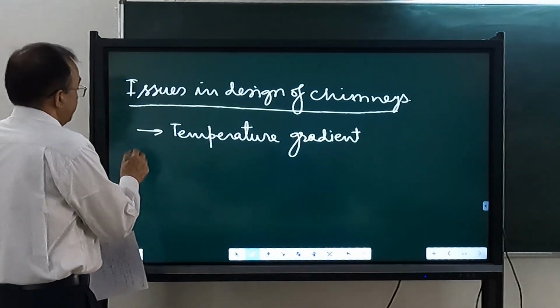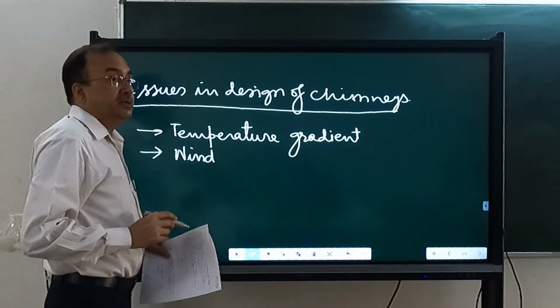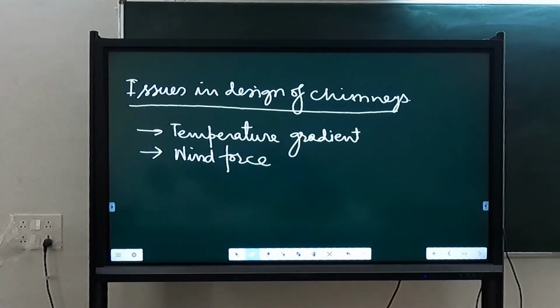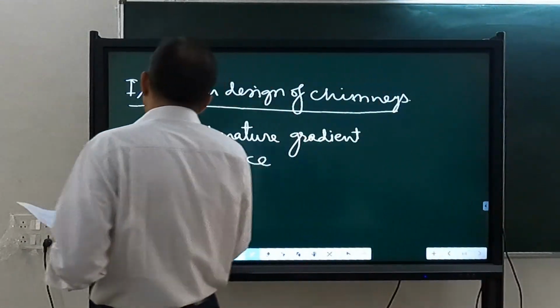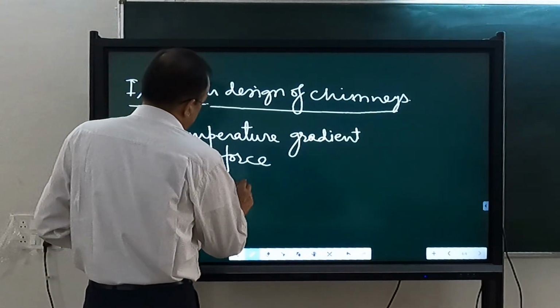That is one problem. Secondly, these chimneys are usually tall, so more than earthquake, it is wind force which is a problem for design of chimneys. Actually, these are tall and flexible structures, so the period is longer. Earthquake force will be less in flexible structures. Wind force, on the other hand, is more on flexible structures. And then there is a phenomenon of vortex shedding.